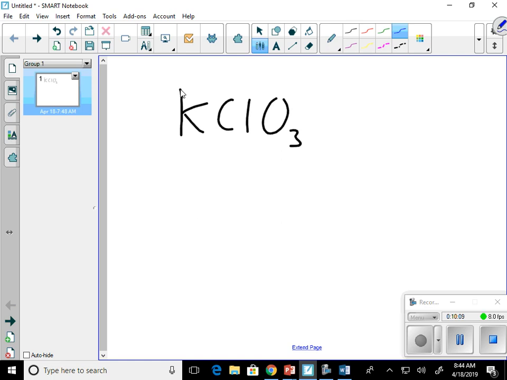Do we know potassium's oxidation number when we look at our periodic table? What is its oxidation number? What's the only number directly above your K? +1. So, that's simple. Does chlorine have only one number directly above it? No, it has a whole bunch of little numbers above it, right?